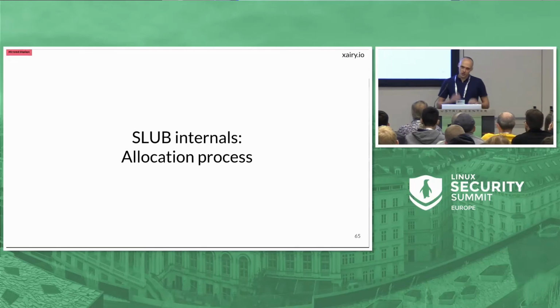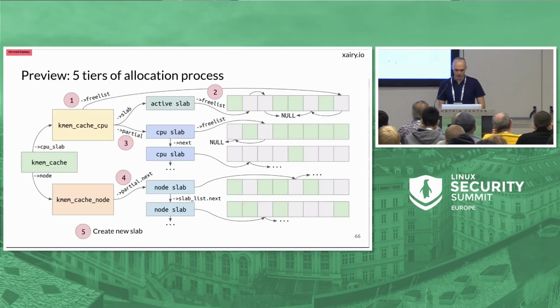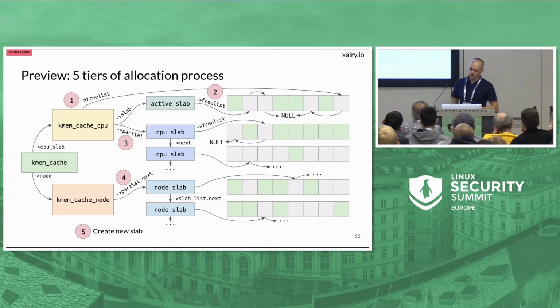Now, before we talk about our first SLUB shaping exploit, let's talk about how the allocations happen. I already briefly mentioned that we have the active slab first, then per CPU slabs, and per node slabs. Let's put it onto the slides. Within the SLUB allocator, we have 5 different tiers of allocation process. Also not an official term, so I just call them tiers. The first tier is allocating from the lockless free list, the second tier from the per active slab free list, then we have per CPU slabs, per node slabs, and finally we can create a new active slab.